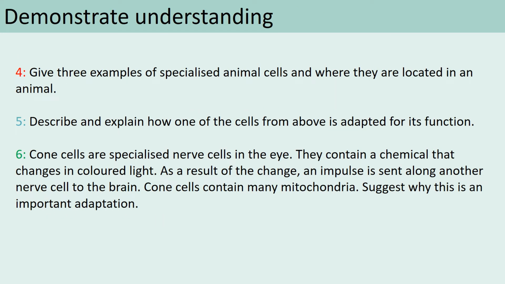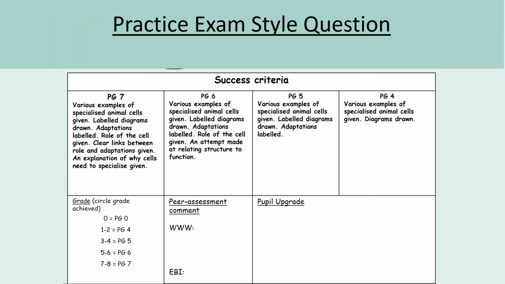Now, to get a grade 5, you could give me 3 examples of specialised cells. That's a 4, not a 5. For a 5, you need to explain how the cells are adapted for their function. And for a 6, you go on to some slightly more interesting cells and the different chemical reactions that happen within them, or what happens within them. Very, very much more specific. And you could grade yourself upon this. So to get a grade 7, you give various examples, etc. So I would have a go at getting all the way up to that grade 7, give links between the role and the adaptations and why they're specialised.